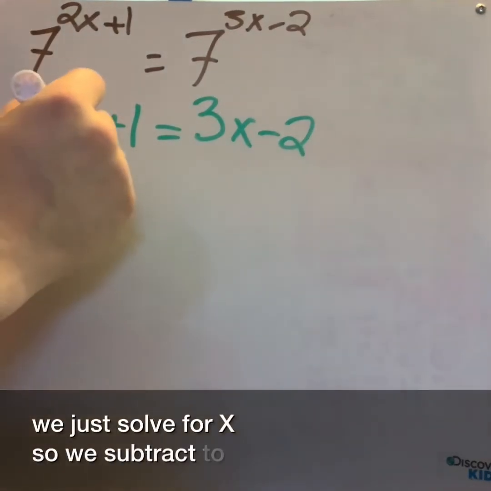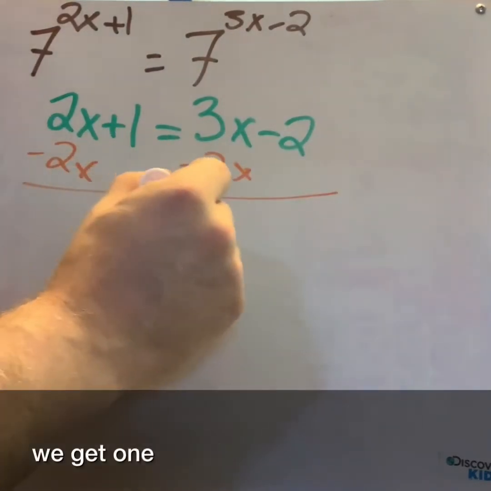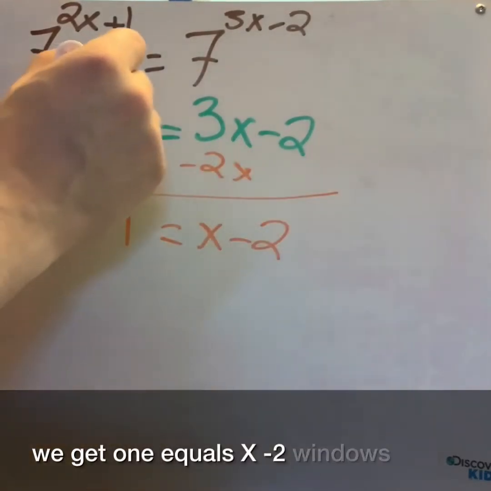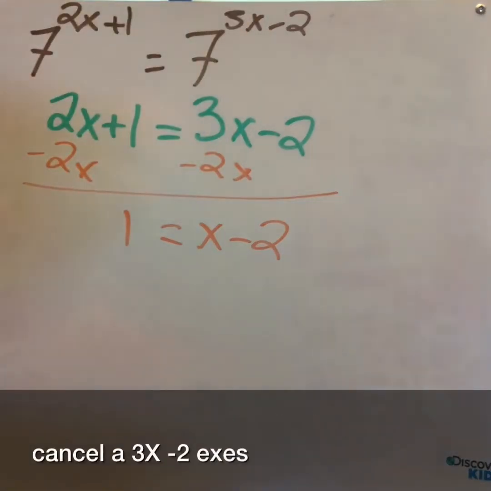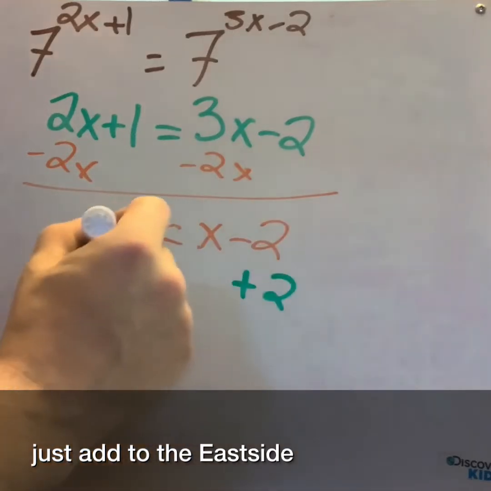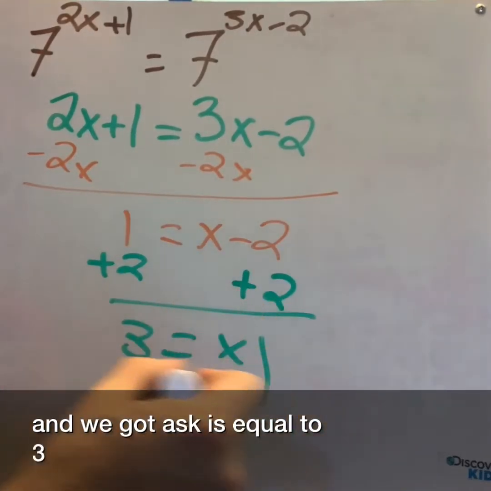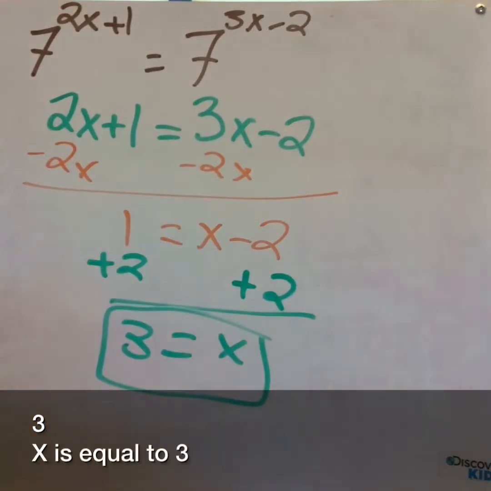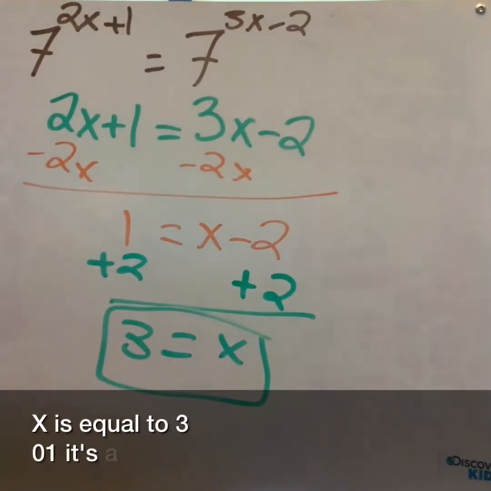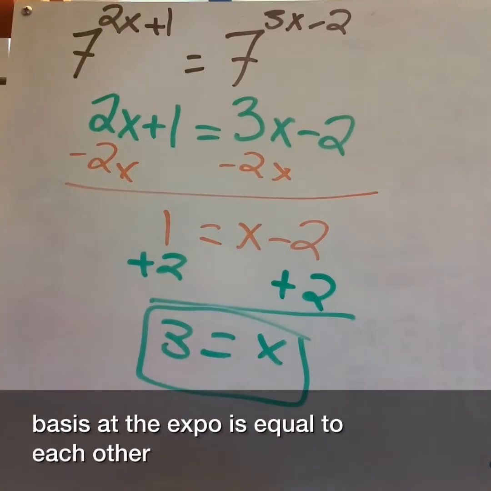So we subtract 2x from each side. We get 1 equals x minus 2, right? Those cancel out. 3x minus 2x is 1. And then we just add 2 to each side. And we get x is equal to 3. When it's common bases, just drop the bases, set the exponents equal to each other, and solve.